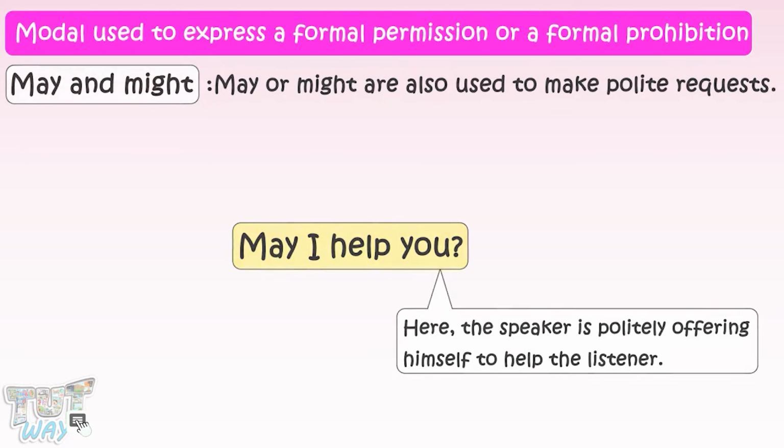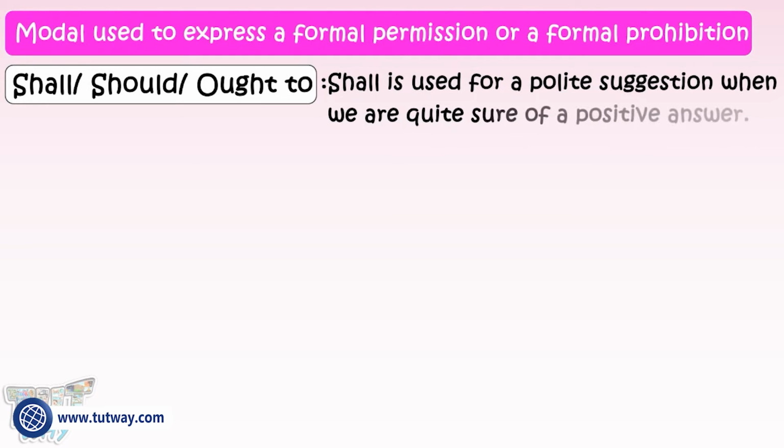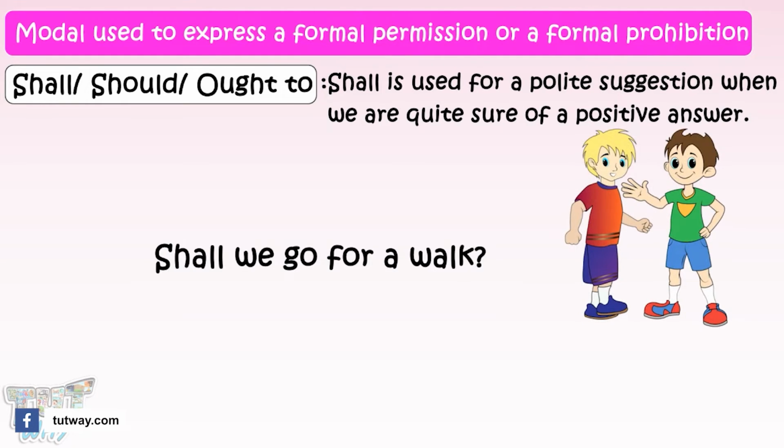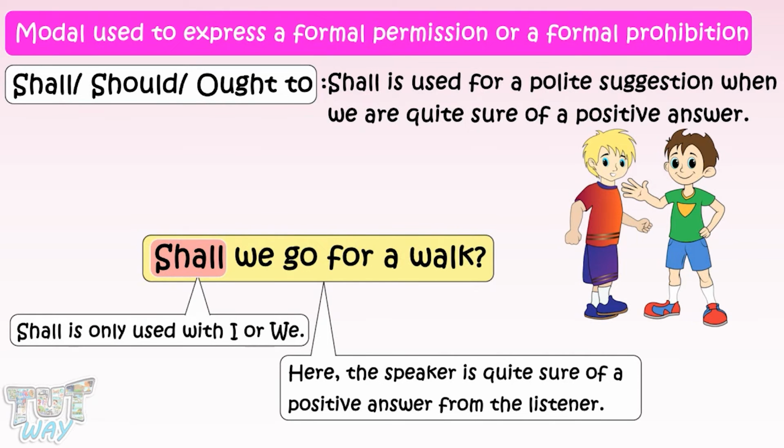Now let's learn the usage of shall, should, and ought to. Shall is used for a polite suggestion when we are quite sure of a positive answer. Shall we go for a walk? Here, the speaker is quite sure of a positive answer from the listener. And also, shall is only used with I or we.